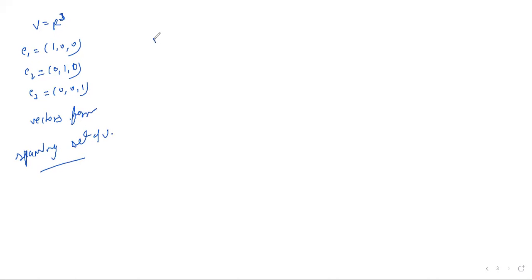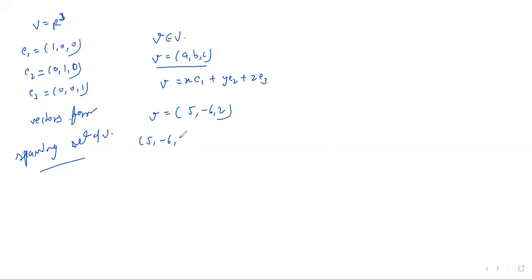If these vectors span the vector space V, then any vector v which belongs to this vector space can be written as a linear combination. Let's say I have a vector v which is a, b, c. Then it can be written as v equals x e1 plus y e2 plus z e3. Let's give it a value, any value, say 5, minus 6, 2. Now how can I represent this?